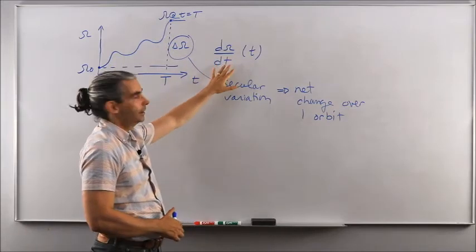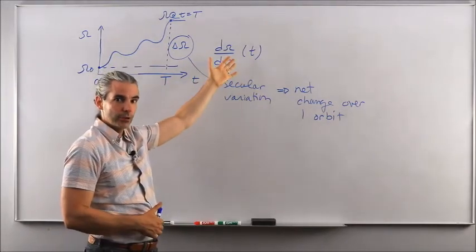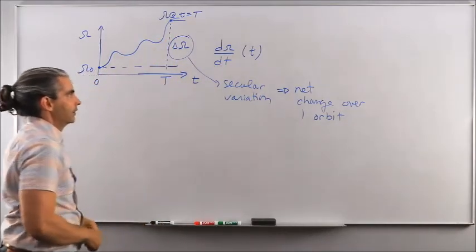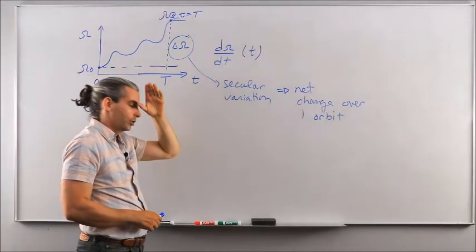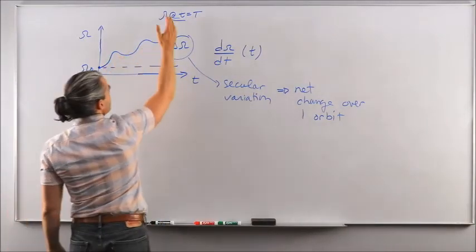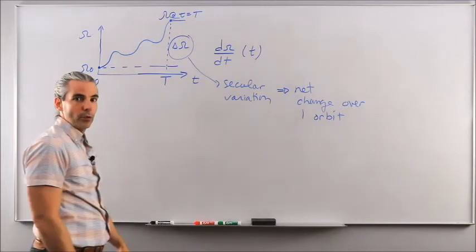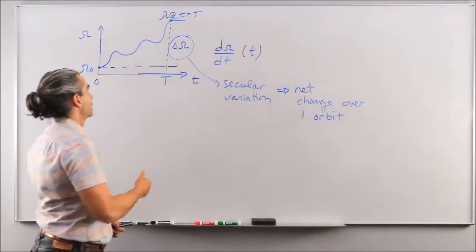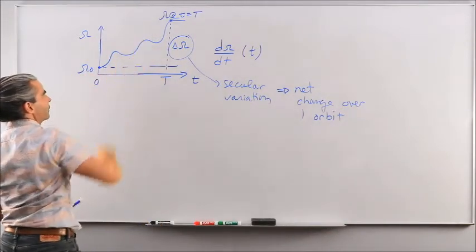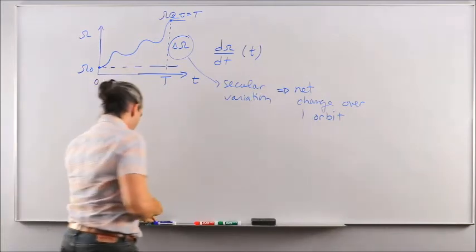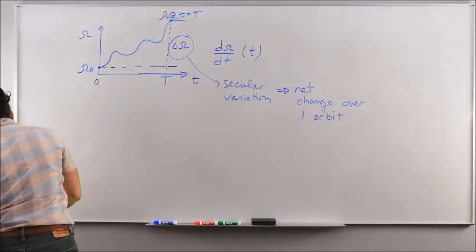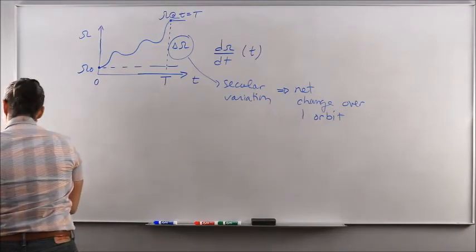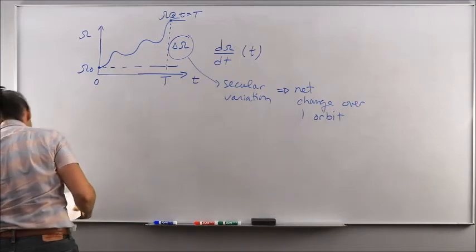So d RAAN dt would give you something in radians per second, whereas the net change would be just radians. Okay? The right ascension of the ascending node shifted by pi over 3 radians over one orbit, for example. This is the secular variation, which you could obtain through visualizing a graph like that. But you can actually calculate it based on the Gauss Variational equation by taking the integral, right?